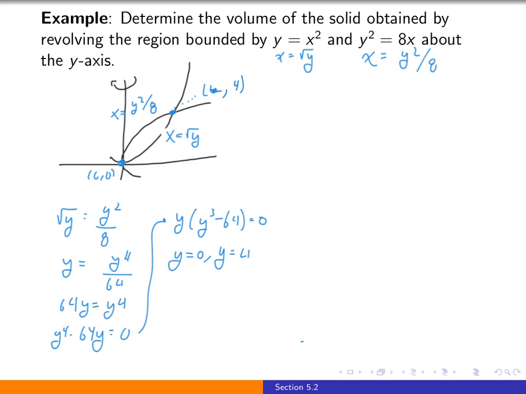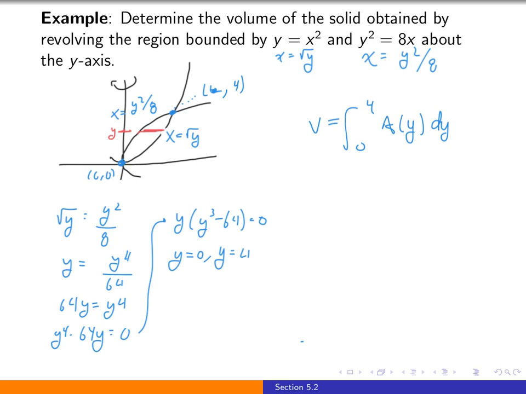So the volume of this solid of revolution is going to be the definite integral over how the y values are varying. In our region, they're varying from 0 to 4. And then we're going to integrate A of y. Recall what A of y is going to be: if we go to a y value between 0 and 4, A of y corresponds to whatever we get when it's revolved around the y-axis.